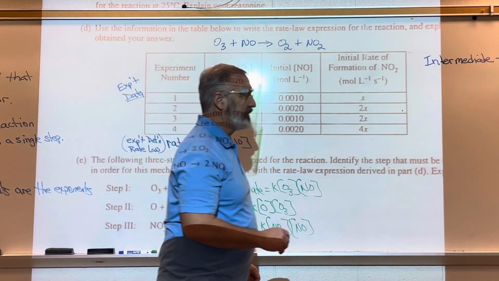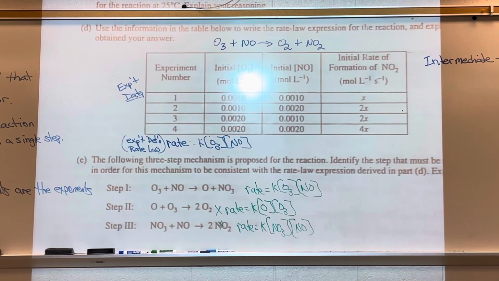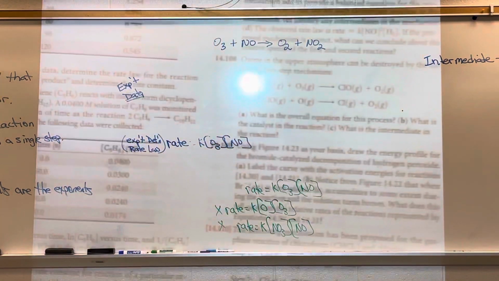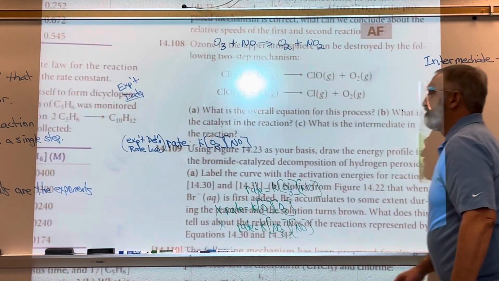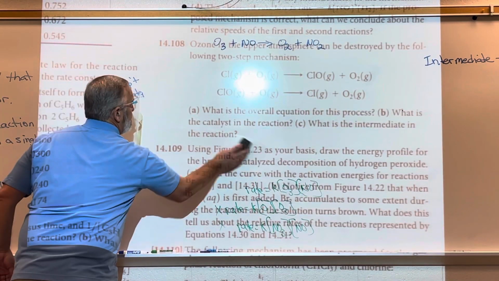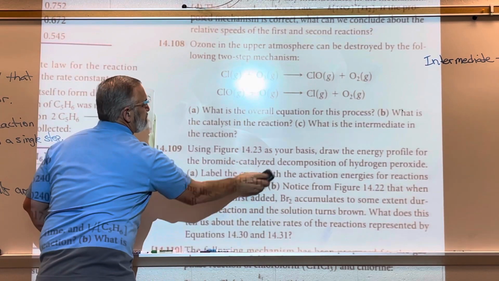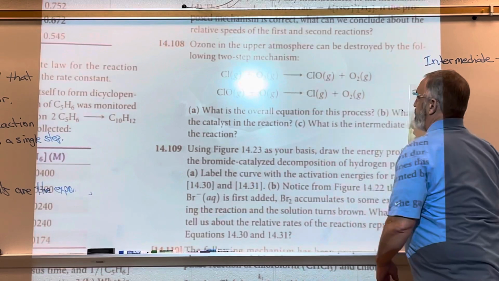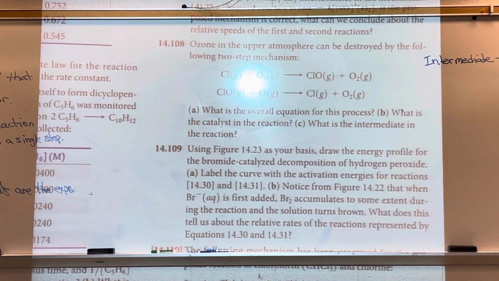Now, if we look at one in your book on page 625, look at this one. Now, ozone in the upper atmosphere can be destroyed by the following two-step mechanism.